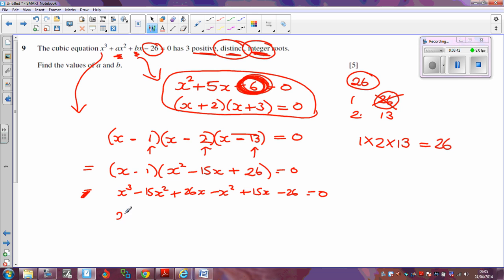Now if I collect everything together, I've now got x cubed minus 15x squared minus another x squared, well that's minus 16x squared, plus 26x plus 15x is plus 41x, and then minus 26, and there we have the equivalent equation to this one here. So a then is minus 16 and b is equal to 41.